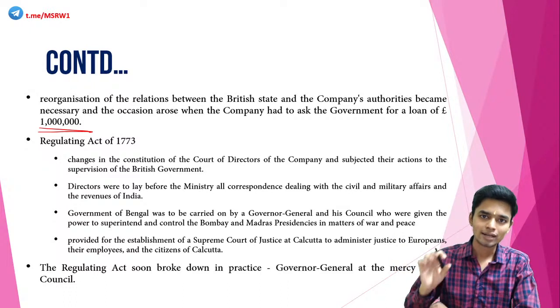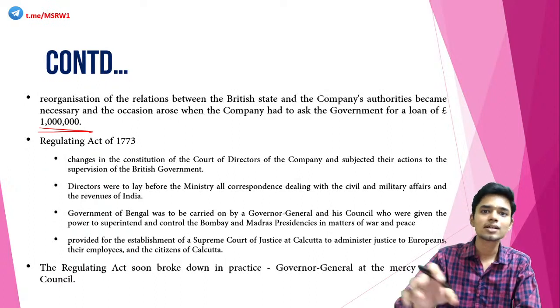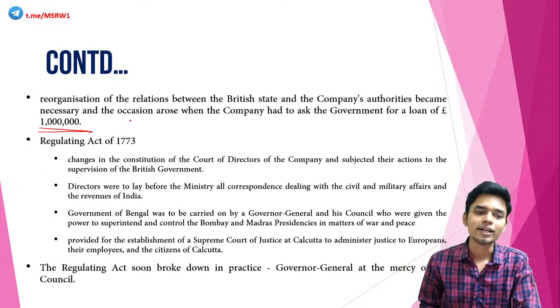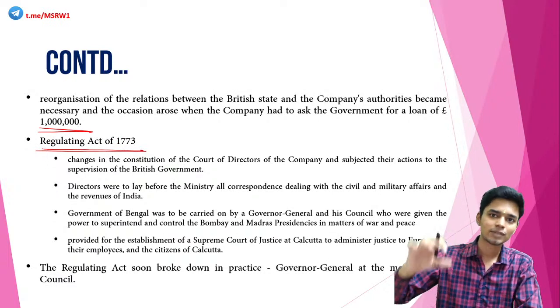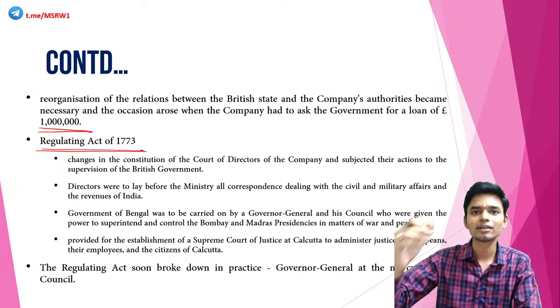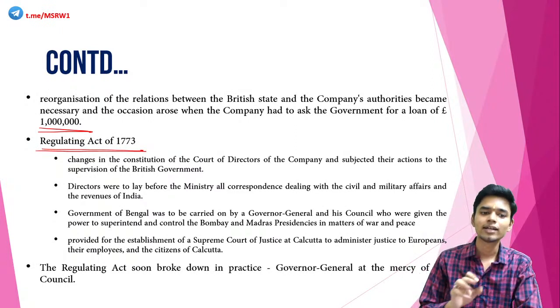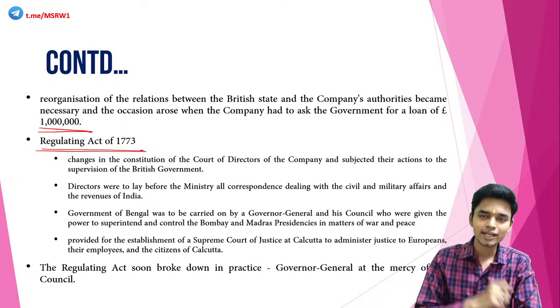Okay, so at this time, British government agreed to grant this loan upon certain conditions, and these conditions were amalgamated into the Regulating Act of 1773. This is the first time the British government actually intervenes into the English East India Company through an act, the Regulating Act of 1773. Okay, so you have to study this Regulating Act in detail.